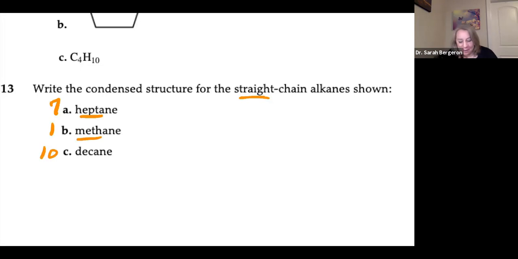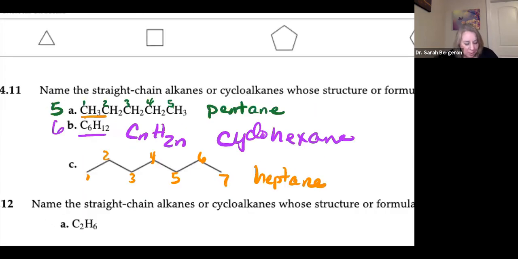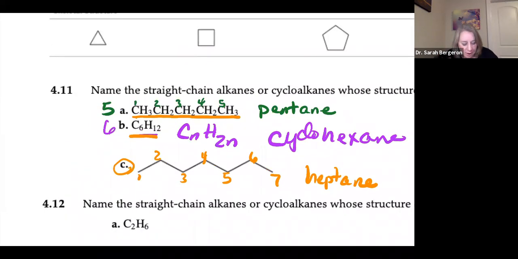Okay, so here we're going to do the condensed structure. So when we write the condensed structure, if we come up here, this one was an example of a condensed structure. This is an example of a molecular structure, and this one is an example of our skeleton structure. So make sure you know the difference between a condensed, a molecular, and a skeleton.